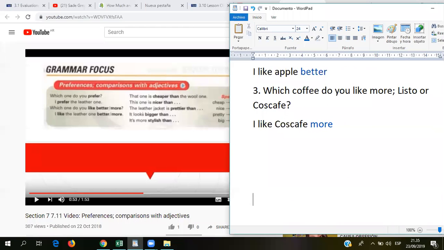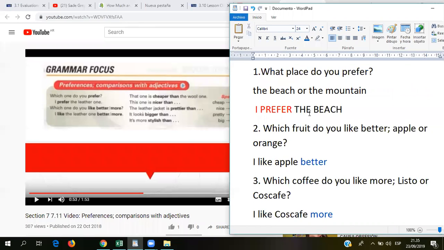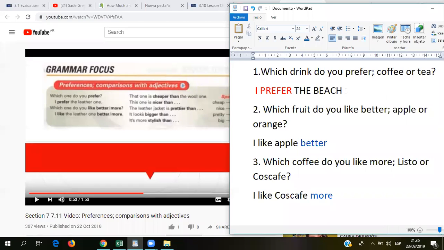So the first one is coffee or tea. Let's make a question. We have three questions. We can say, which drink? Hold on, we're only going to use which right now. So, which drink do you prefer? And I have to give you the options. What are the two options? Coffee or tea. What is the answer? I prefer coffee, for example. This is an example, guys. You can use any of the three forms, all right?